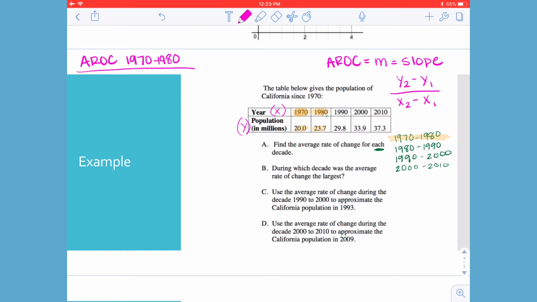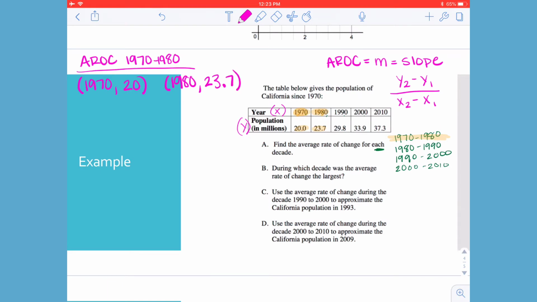When we're looking at these values, we're basically considering 2 different coordinate points. So if I look at my chart here and I am calling my years my x's and my populations my y's, I can make various different coordinate points. So I have the point 1970, and it corresponds to 20. Keep in mind this is in millions, but for the sake of the example, we'll just use the whole number value. And then we have 1980, which corresponds to 23.7.